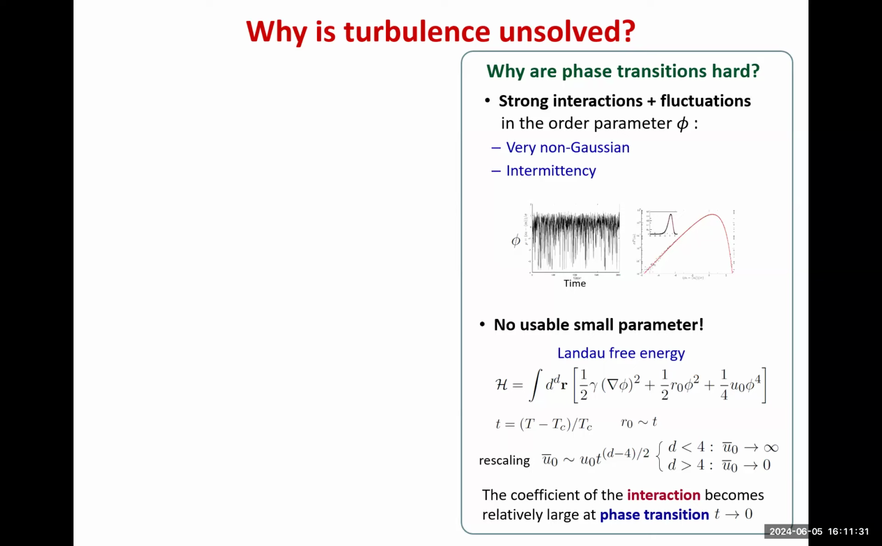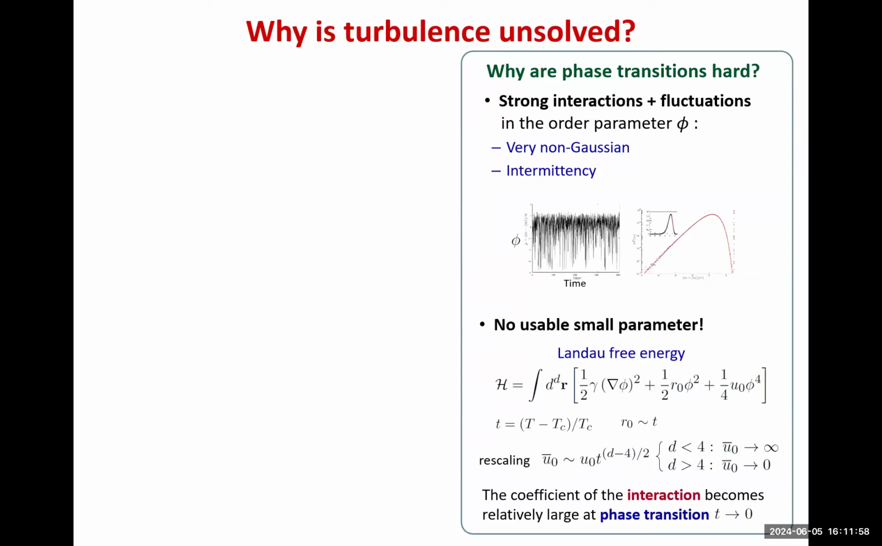And the odd thing is that we write down Landau theory, and we ask, what is the small parameter when we look at a phase transition? And I say there's no small parameter. And you say, ridiculous, of course there's a small parameter. T minus TC over TC. As I go towards TC, this parameter gets small, right? It's true. Trouble is, it's not a usable one. Why not? Here's what happens.